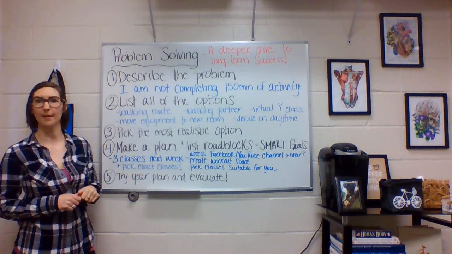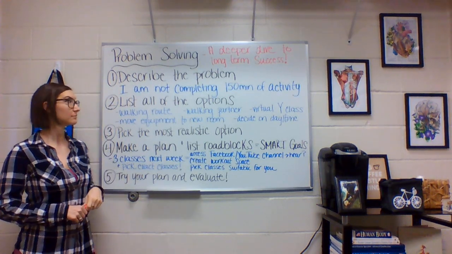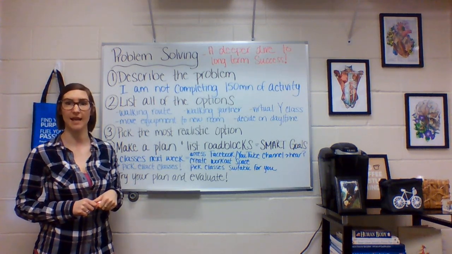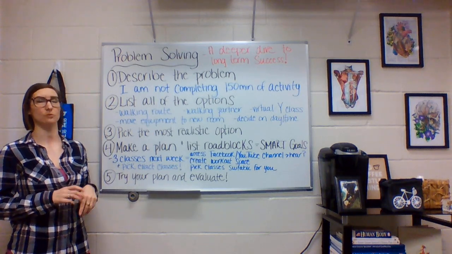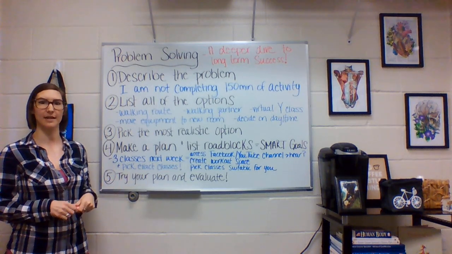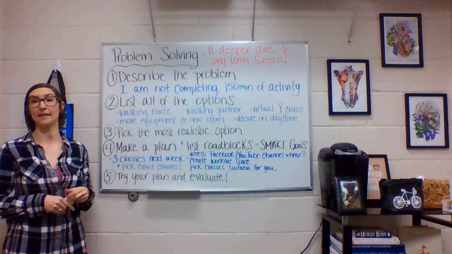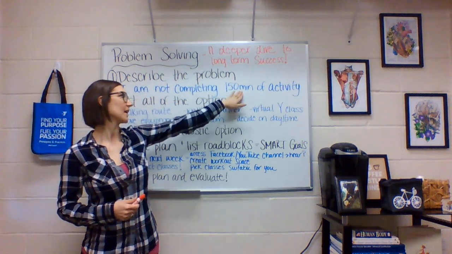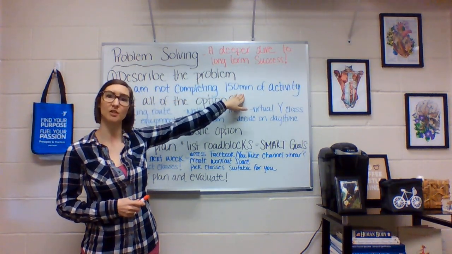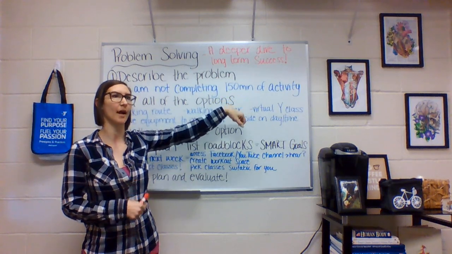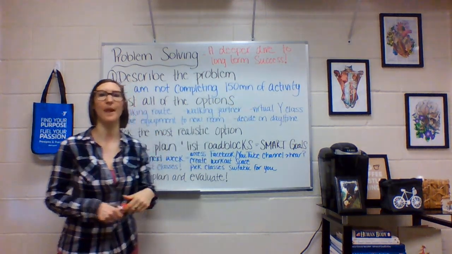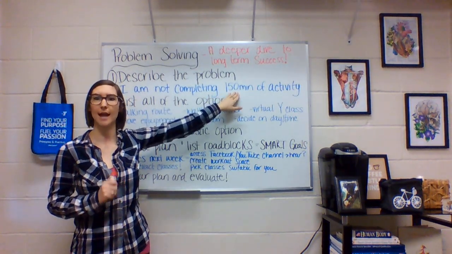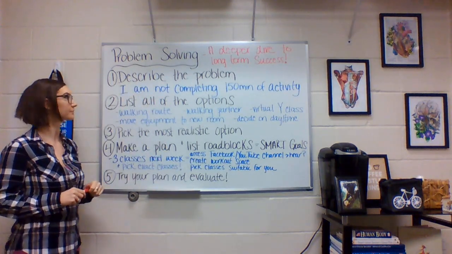And I want you to think about describing this problem in detail. So the example that I gave is I am not completing 150 minutes of activity. So my goal each week is to get at least 150 minutes of physical activity, and I'm saying that my problem is I am not reaching that goal. This is specifying a number of minutes, so I'm not simply saying I'm not exercising, or I'm not doing my classes, or I'm not active enough. Specify the minutes. So it's 150 minutes that I'm trying to get, and I'm not getting there.